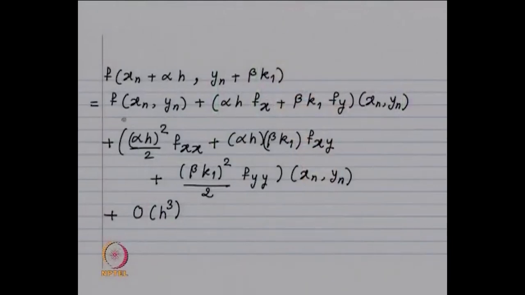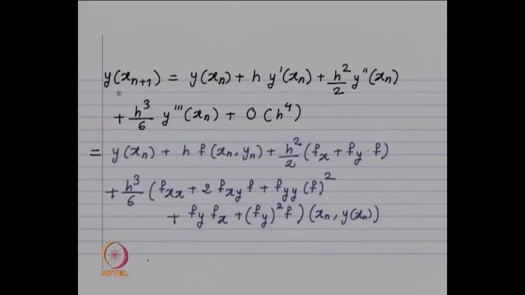The Taylor series expansion is f of x n y n plus alpha h into partial derivative of f with respect to x plus beta k 1 into partial derivative of f with respect to y, all the functions to be evaluated at x n y n, plus the next term will be alpha h square by 2, the second order partial derivative with respect to x, plus alpha h beta k 1 f x y plus beta k 1 square by 2 f y y evaluated at x n y n plus term of the order of h cube. So, this is the Taylor series expansion for the function of two variables.